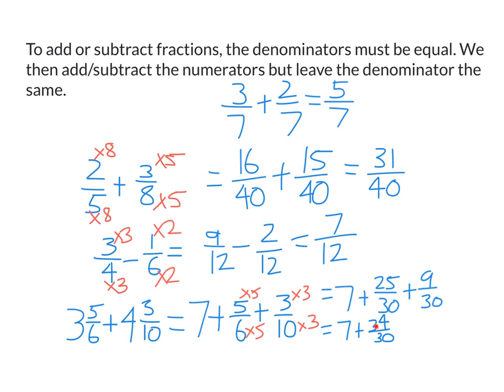It is more than 1. So to change an improper fraction to a mixed number, you just do this. So I'll leave the 7 alone. What we're saying here is 34 divide 30. How many times does 30 go into 34? It goes once, remainder 4, and I keep the same denominator. So this will just be 8 and 4/30. 4/30 is 2/15.